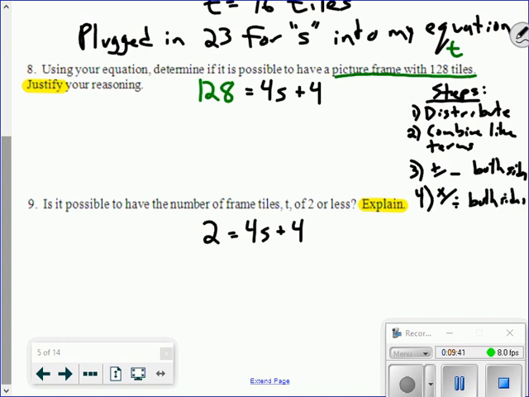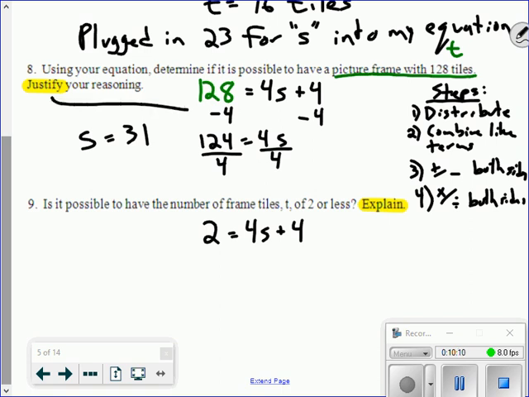Okay, so I'd like you to try and pause the video and solve for S. Pause the video means pause it. Hopefully you subtracted first and then divided and my picture size would have been 31 tiles. Okay, in this case, my justification can be all the work that I showed. All right, so I want you to try and do the same thing for the last one, number 9.